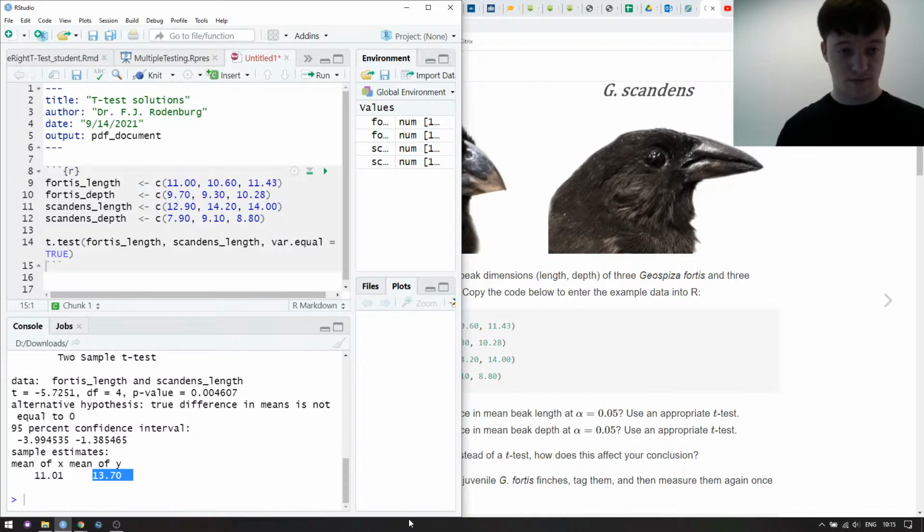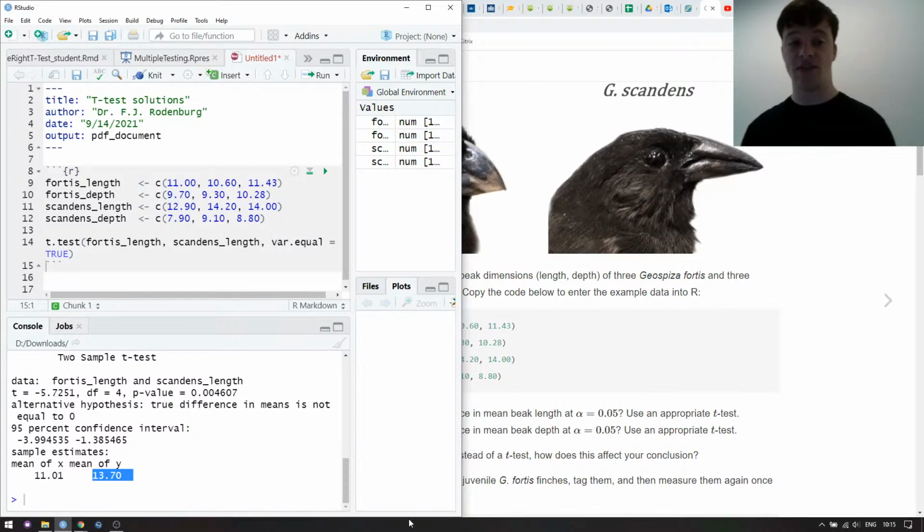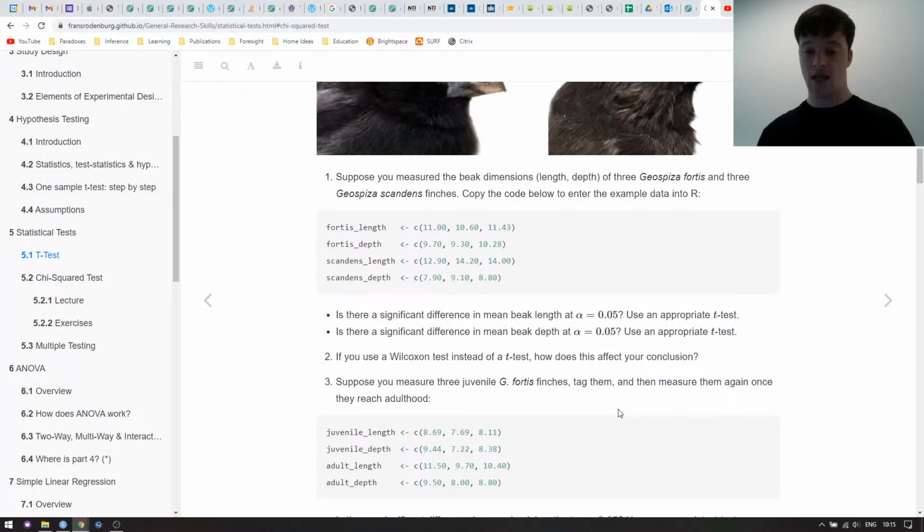Okay, you can do the same for the depth, and you can use the same type of t-test for the depth, so I'm not going to show that now. Let's go to the next one. If you use a Wilcoxon test instead of a t-test, how does it affect your conclusion? Well, let's start by, what do you think? Anyone have an idea? Now I use the t-test, which assumes that things are normally distributed. If I use a Wilcoxon test, which converts everything to ranks, how will that change the outcome of the test?